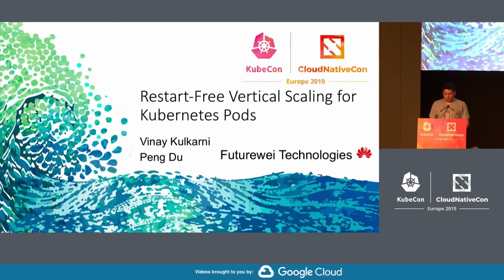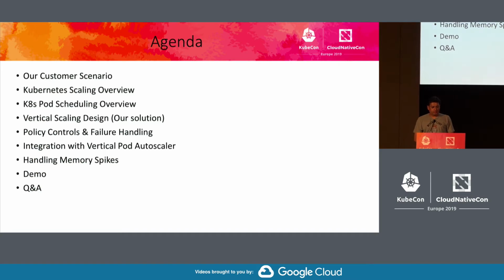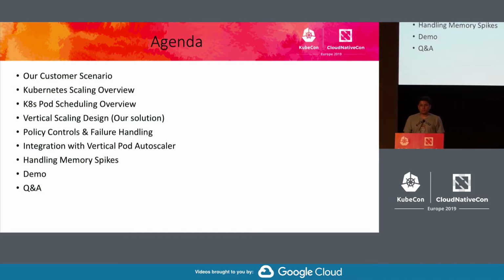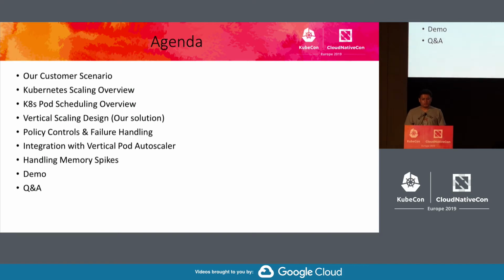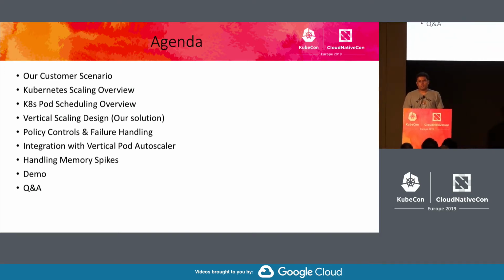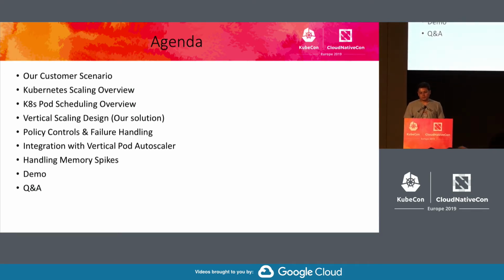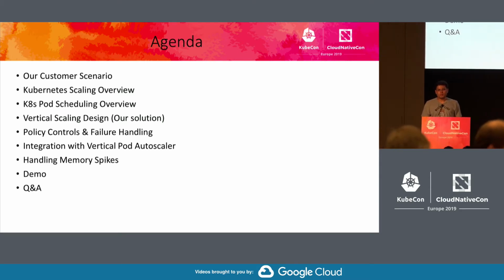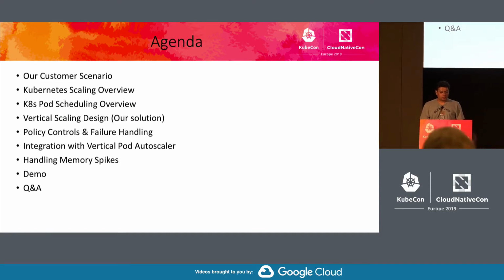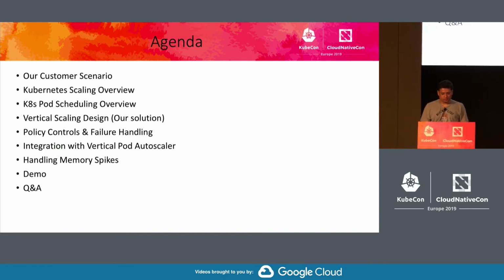So what are we going to talk about today? We are going to go over a customer scenario which motivated this whole effort for us. And we're going to quickly take a look at the scaling in Kubernetes today and how pod scheduling works, because this is needed for the design. And we're going to go a little bit deeper into our solution, our design for the vertical scaling of Kubernetes pods. We'll look at some of the policy controls that we implemented as part of this effort, and how we do the failure handling when we do the vertical scaling.